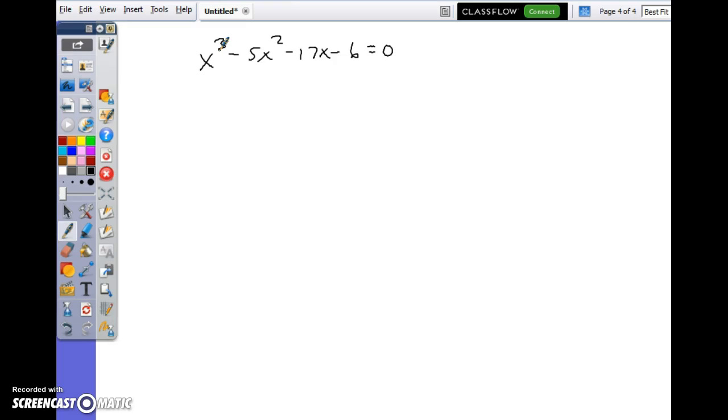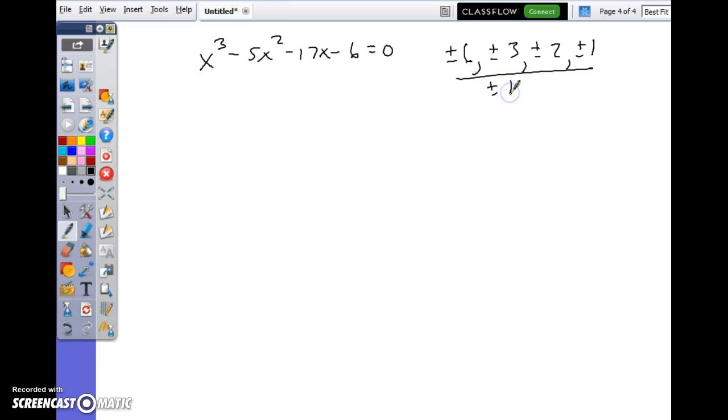But we could create a list of possible roots, possible answers, could we not? What would be on that list? Factors of 6 and factors of 1. Factors of 6 divided by factors of 1. So, i.e., plus or minus 6, plus or minus 3, plus or minus 2, and plus or minus 1, all over 1.